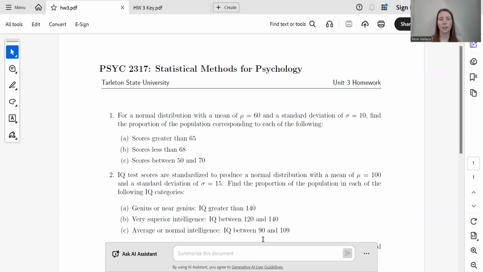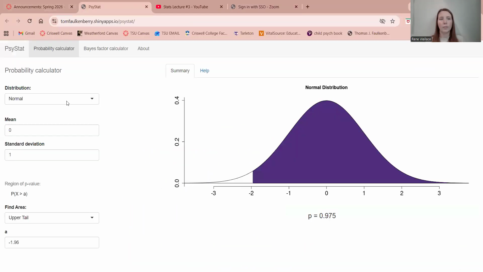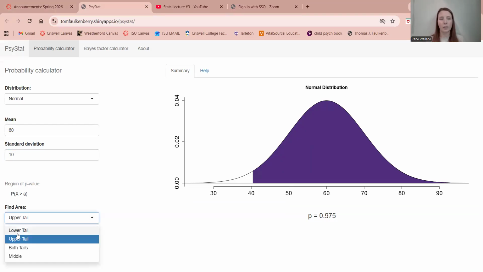So let me share the app page that I showed you in the lecture video. Here I have it on normal, a normal distribution. And what was the mean? The mean was 60. Let me go back and check for sure. And the standard deviation was 10. And I want to find greater or less than. If it's greater, I want the upper tail, and if it's less than, I want the lower tail.